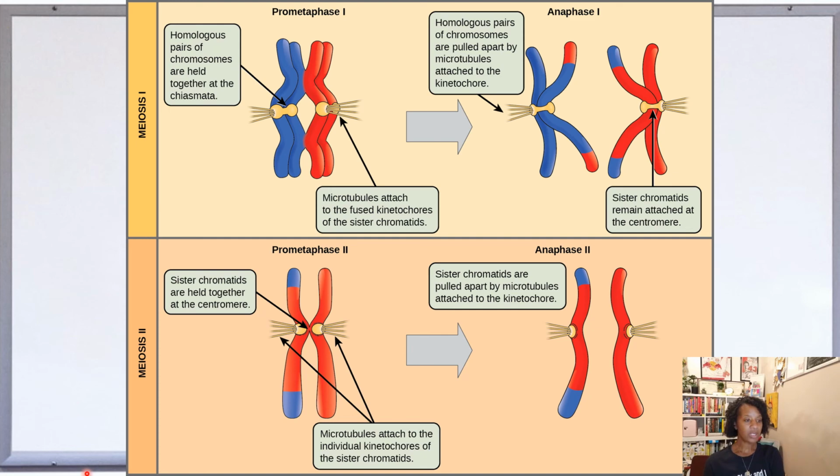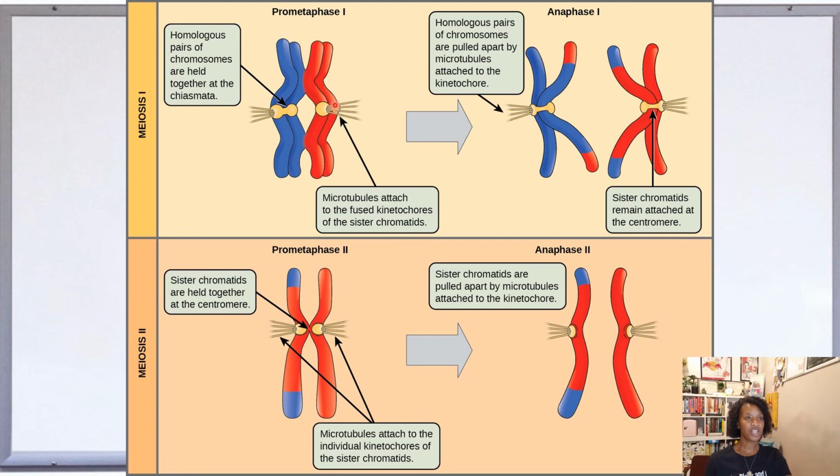Some high notes to keep in mind when thinking about meiosis 1 and meiosis 2 are that in meiosis 1, homologous pairs of chromosomes are held together at the chiasmata. So those are the touch points. These chromosome pictures are so cute because they all look like they're dancing to me. But remember, these touch points are chiasmata, okay?